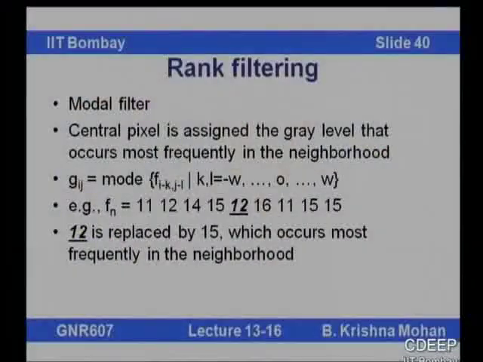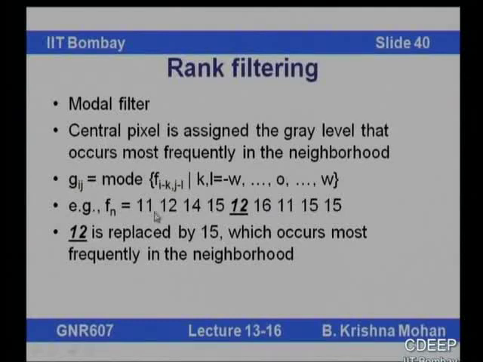So, you count which intensity occurs most often within the pixels in the neighborhood and use it to replace the central pixel, or you take the median of all the pixel intensities. Median means it occurs in the middle. So, if all the neighbors are sorted in some order, and then you take the middle element. Okay, so that is median.